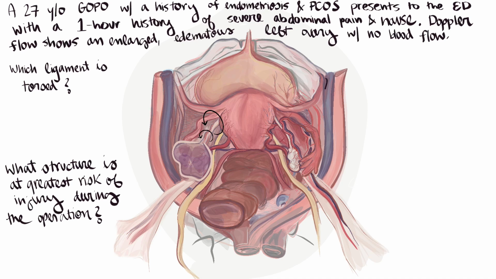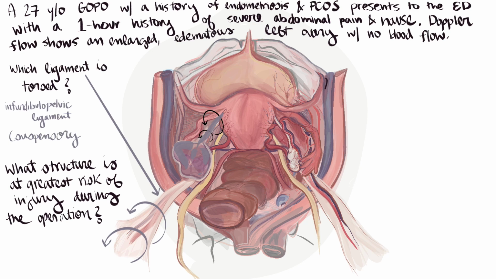So first I want you to think about what ligament is torsed. I went over this a second ago, but that's going to be the suspensory ligament of the ovary because that's where the ovarian artery and vein are encased. That's what's twisting. What structure is at greatest risk of injury when you're going in for the operation to hopefully untwist the suspensory ligament? That's going to be the ureters, and you can look here, the ureter runs right next to that ligament, and especially when you're having kind of gnarly torsion with a big cyst or something, it might be caught up in your surgical field.